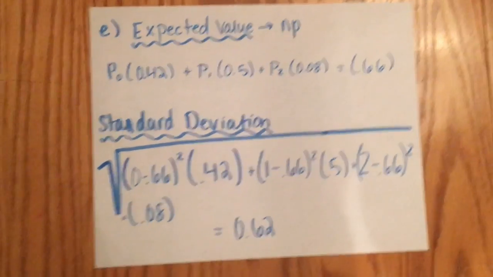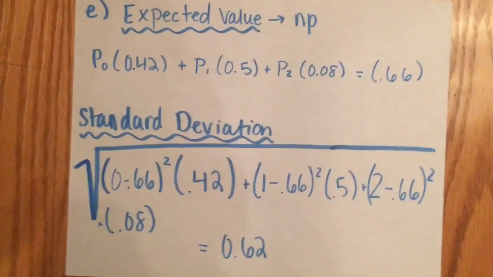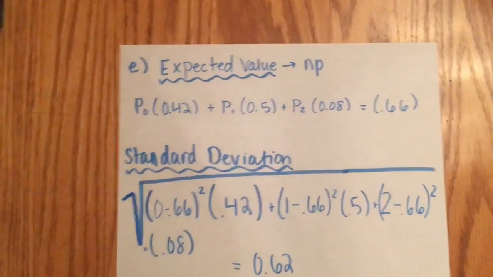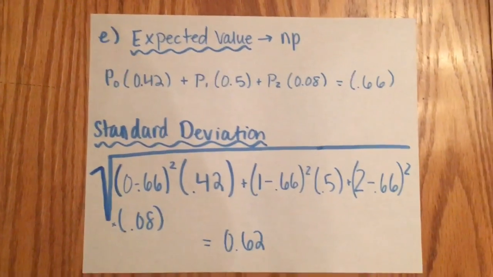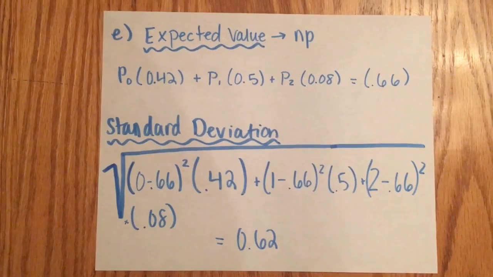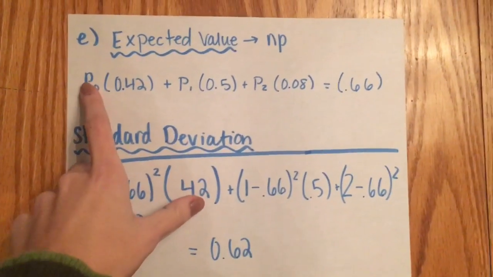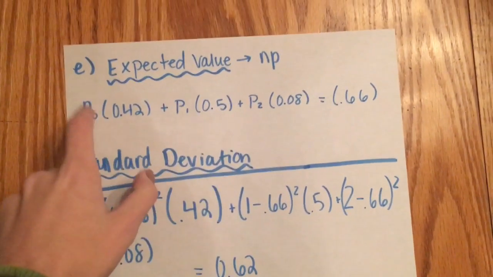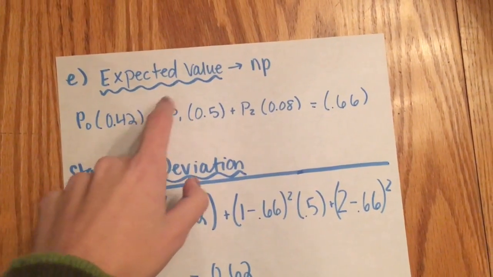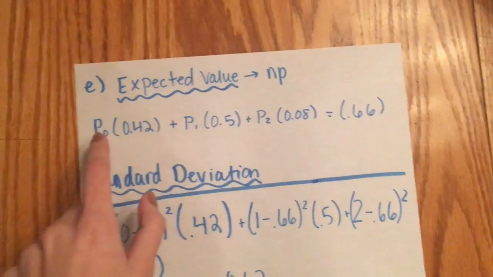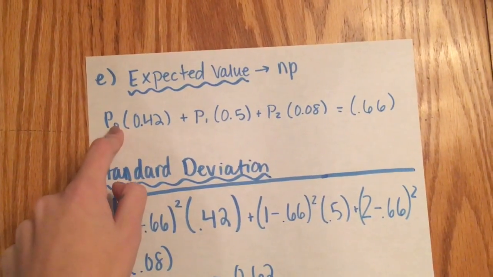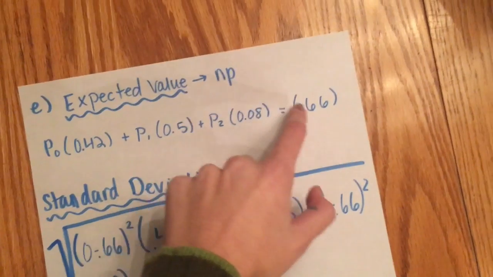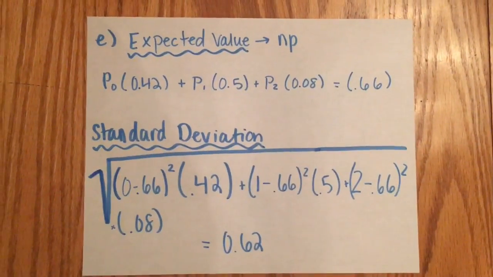So the expected value is basically the mean of a proportion problem, which is NP. So I'm using everything from that chart that I just made. So it's going to be NP, and then I'm going to add all of them together. So this is just 0 times this plus 1 times this plus 2 times this, which equals 0.66.